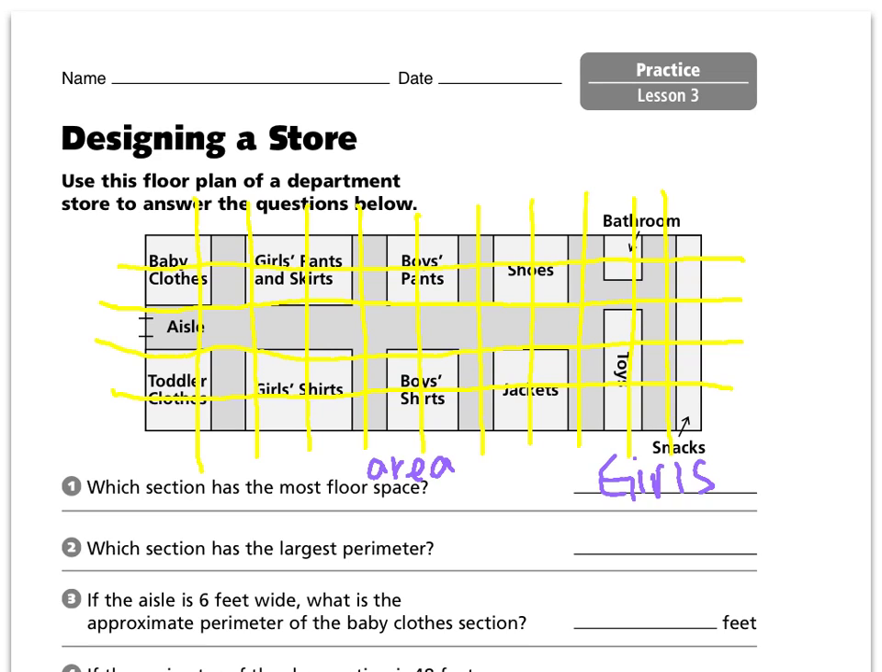Which section has the largest perimeter? Well, I know the girls seems to have the largest area, which would be 1, 2, 3, 4, 5, 6, 7, 8 for the area. Now, I'm going to look at this snack shop area because it's a little bit different. I have 1, 2, 3, 4, 5, 6, 7, 8, 9, 10, 11, 12. 12 for the area of snacks. You can see that the area of snacks has a bigger perimeter than the girls' shirts.